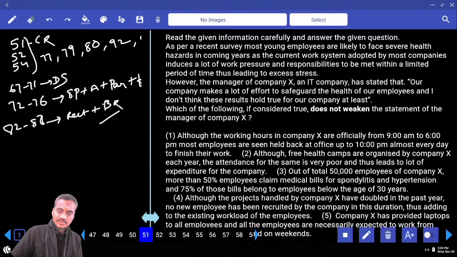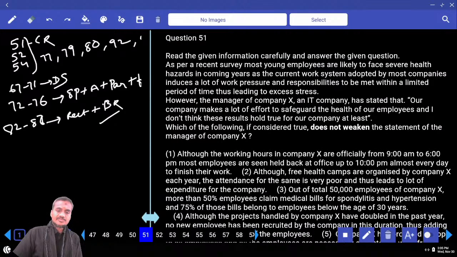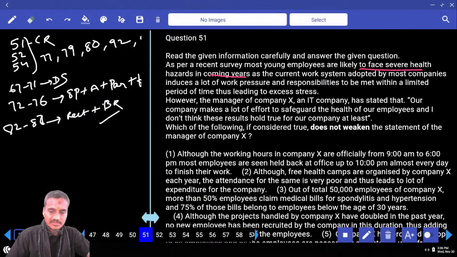Then 51. Now in this 51, as per a recent survey, most young employees are likely to face severe health hazards in coming years. మరి రాబోయే కాలంలో పర్టికులర్లీ యంగ్స్టర్స్ చాలా వరకు ఏమవుతుంది, సివియర్ హెల్త్ ప్రాబ్లమ్స్లో ఉండొచ్చు అని అన్నారు. As the current work system adopted by most companies induces a lot of work pressure and responsibilities to be met within a limited period of time, thus leading to excess stress.